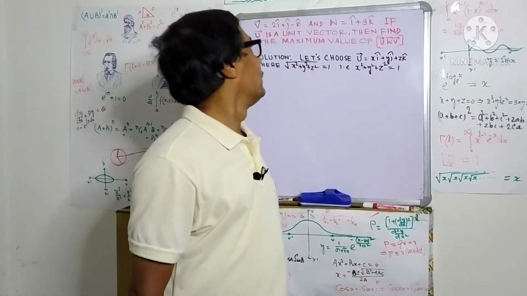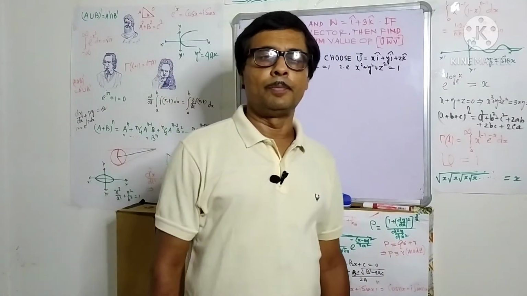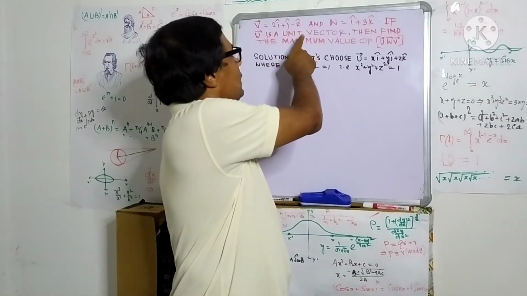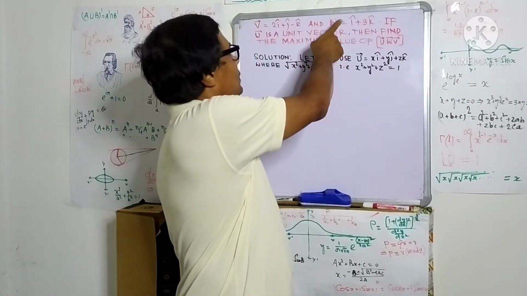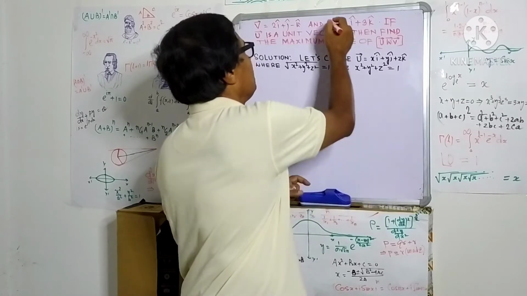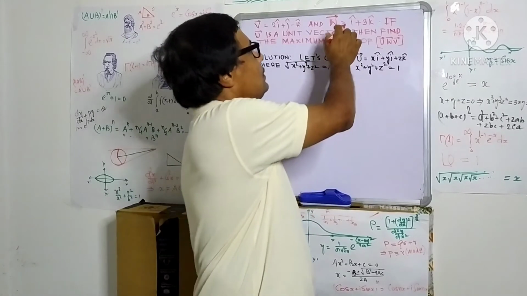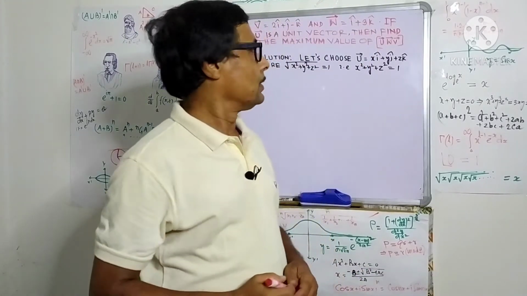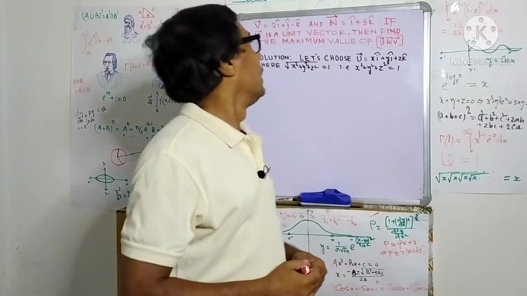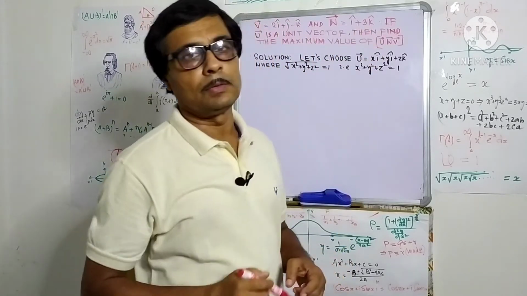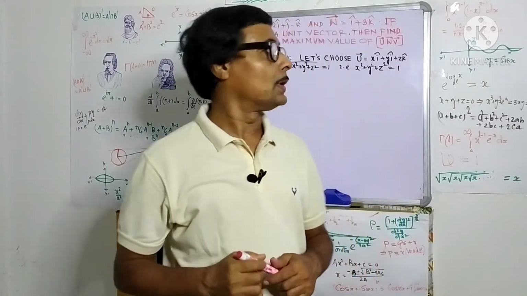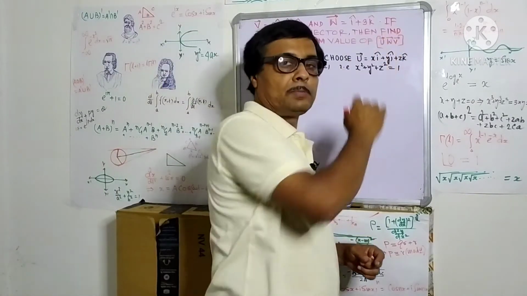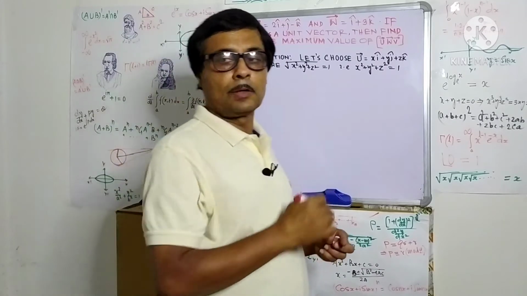Today, I have chosen a problem of vectors. The problem is: vector V equals 2i plus j minus k, and vector W equals i plus 3k. If u is an arbitrary unit vector, then we have to find the value of their box product, that is the box product UWV, which is to be maximized. Now, let us start the solution.